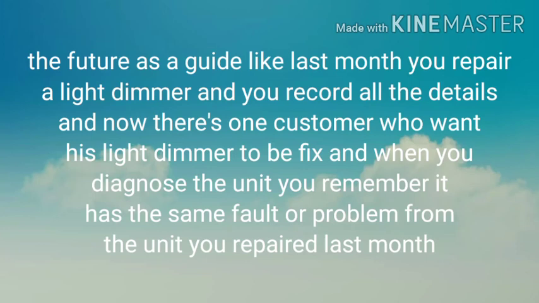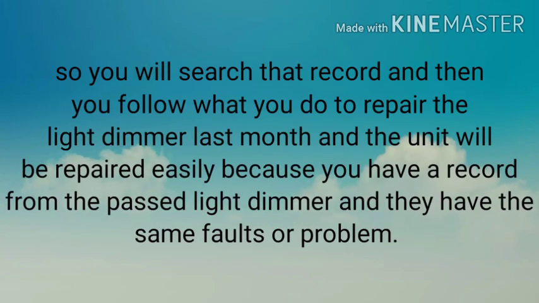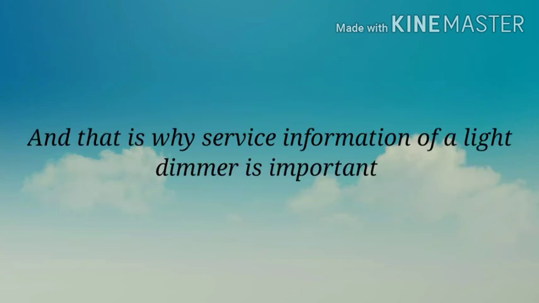Like last month, you repaired a light dimmer and recorded all the details, and now there's a customer who wants his light dimmer to be fixed, and when you diagnose the unit, you remember it has the same fault or problem as the unit you repaired last month. So you will search that record and then follow what you did to repair the light dimmer last month, and the unit will be repaired easily because you have a record from the past light dimmer and they have the same fault or problem. And that is why the service information of a light dimmer is important.